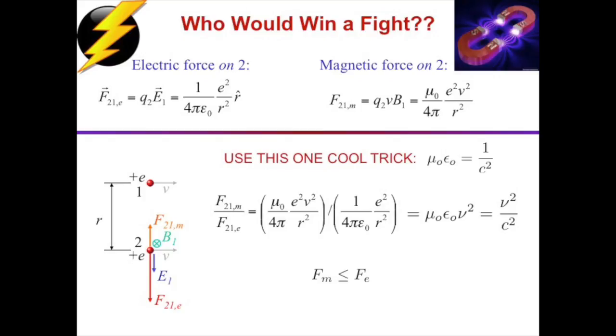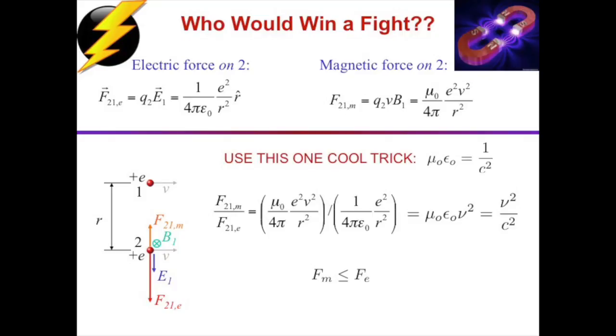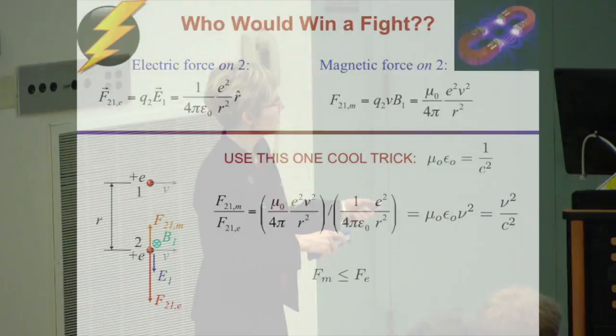And now when I take the ratio of these forces, I'm going to take the magnetic force divided by the electric force. So here's the magnetic force. We already calculated it. It's mu naught over 4 pi, e squared v squared over r squared. Now divide by the magnitude of the electric force. It's e squared over 4 pi epsilon naught r squared. So now when I look at these equations, what's going to cancel? Well, the e squared will cancel. I have a 1 over r squared in both cases, and it's the same r, so those cancel. The 4 pi's cancel. And I'm left with a mu naught.